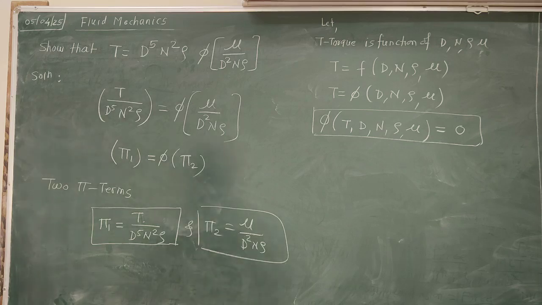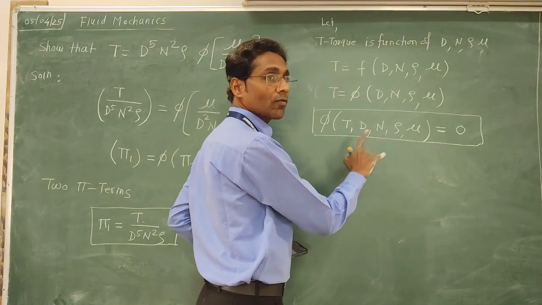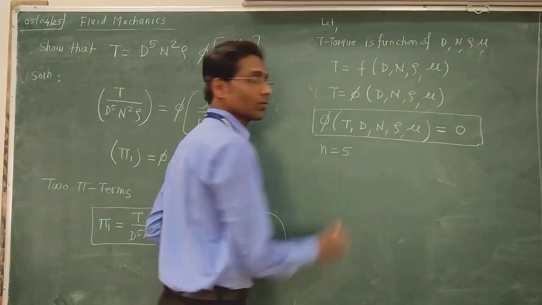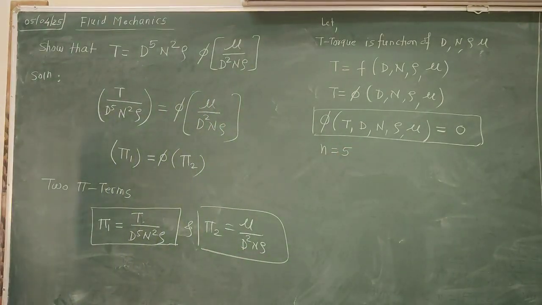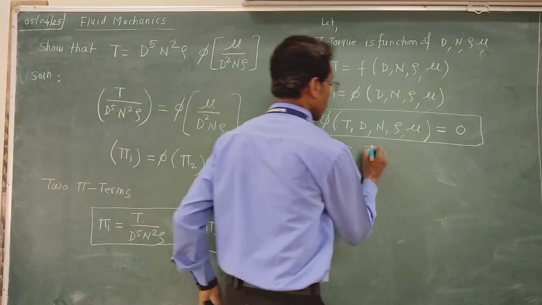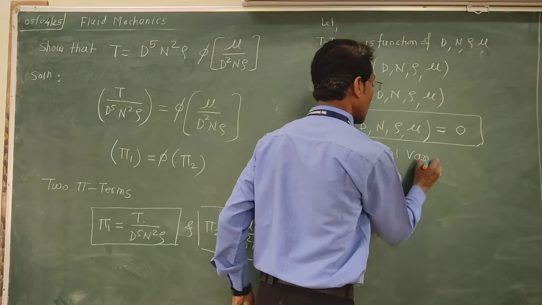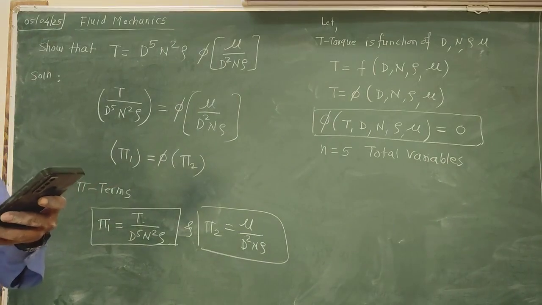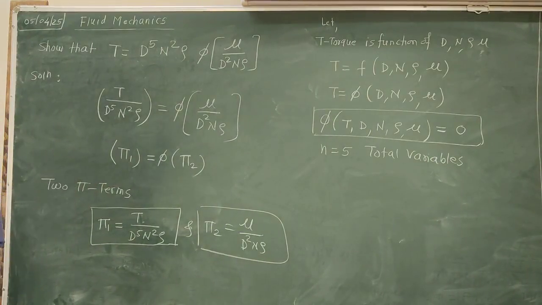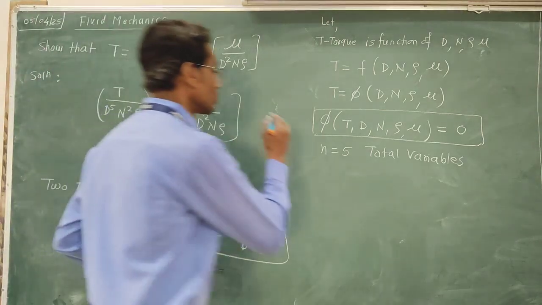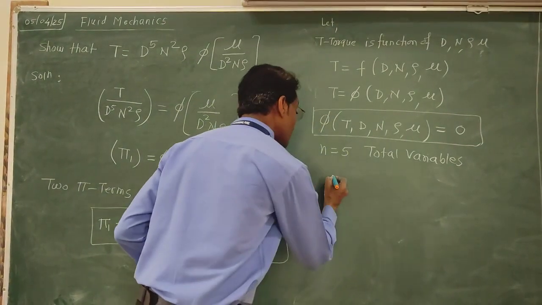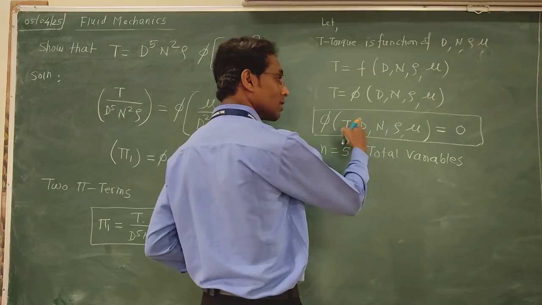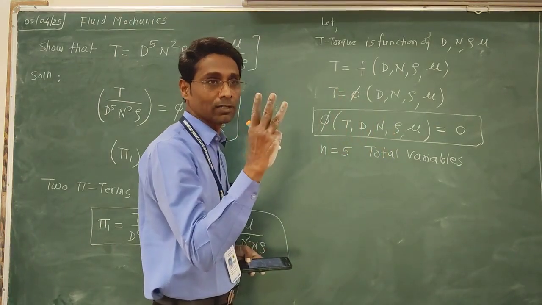Okay. Now here you can count how many number of variables? 1, 2, 3, 4, 5. Means n is what? 5. Total number of variables are 5. Now out of these 5 variables, we have to select how many variables? 3 variables which are repeated variables. So see here, first of all we will select which 3 variables. So from these 5 variables we have to select 3 variables which are repeated.